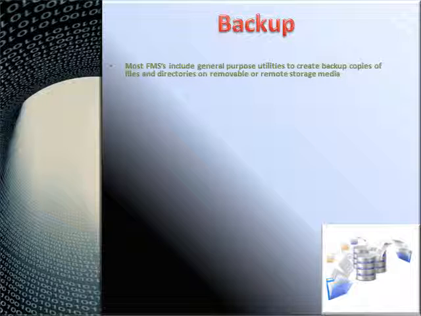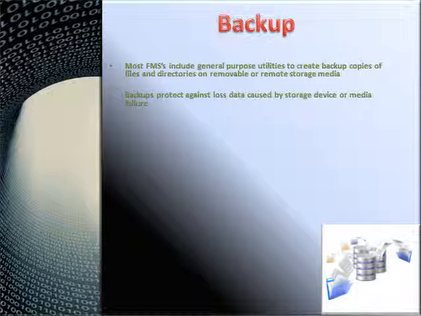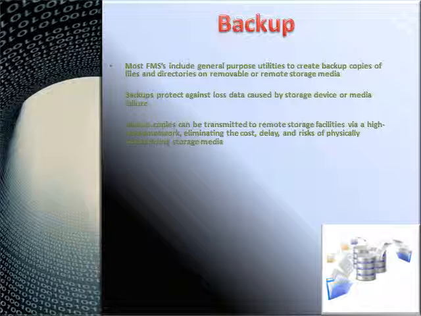Backup operation. Most FMSs include general-purpose utilities to create backup copies of files and directories on removable or remote storage media. Backups protect against lost data caused by storage device or media failure. Backup copies can be transmitted to remote storage facilities via high-speed network, eliminating the cost, delay, and risk of physically transporting storage media. Types of periodic backups include the following: full backup, incremental backup, and differential backup.